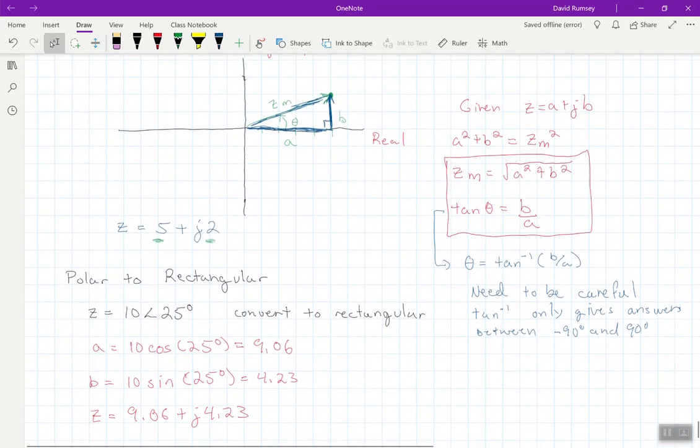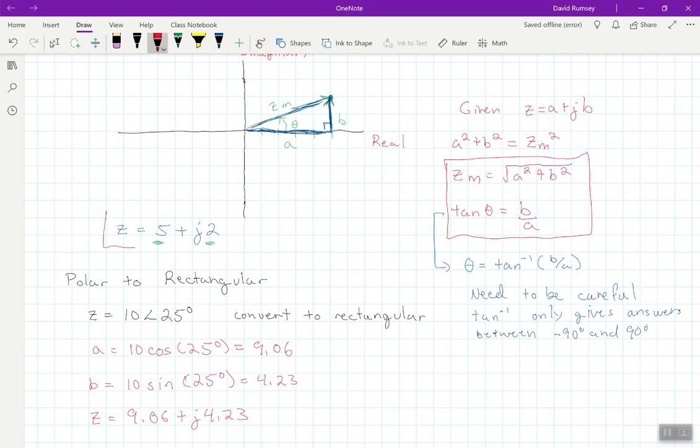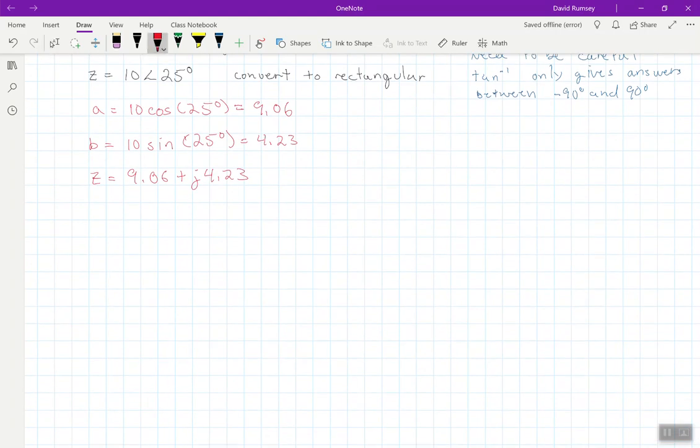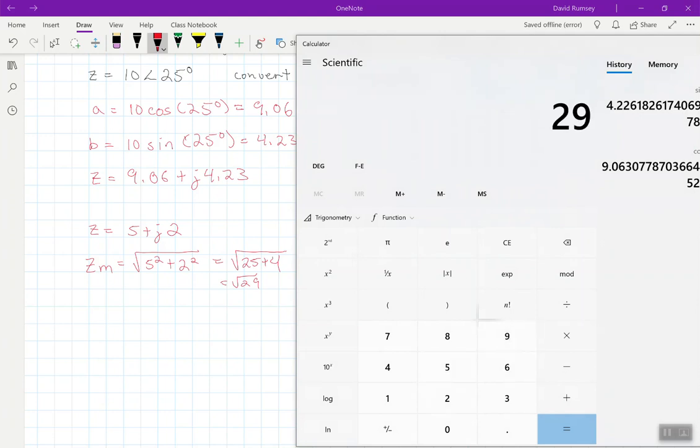So let's first look at the example that's going to do the number we just plotted here. Let's look at z equals 5 plus j2. Then z sub m would be the square root of 5 squared plus 2 squared, which would just be the square root of 25 plus 4, which is the square root of 29. You could leave it as the square root of 29, but I'm going to go ahead and compute it on my calculator.